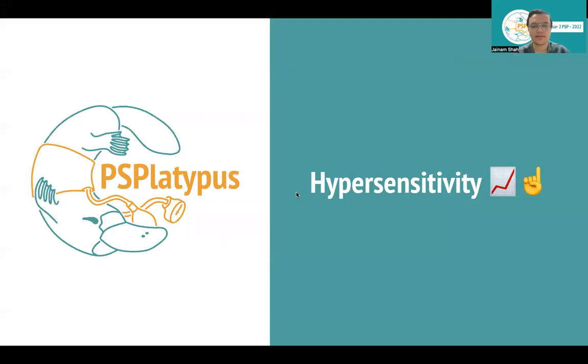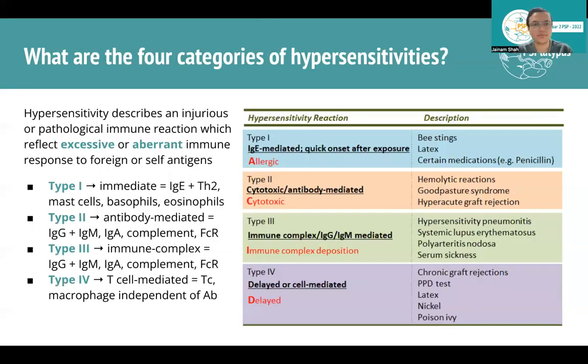Okay, now moving on to hypersensitivity. So this is the opposite problem. This is where I guess we can go to the definition. It's an injurious or pathological immune reaction which reflects either excessive or aberrant immune response. So either there's too much or the immune system is focused on the wrong thing at the wrong time.